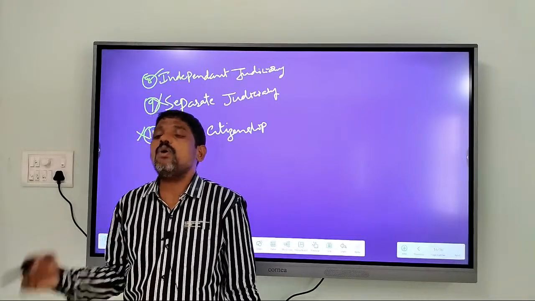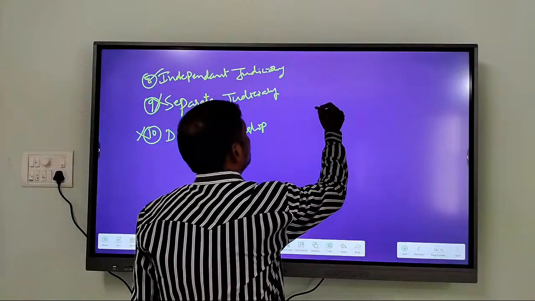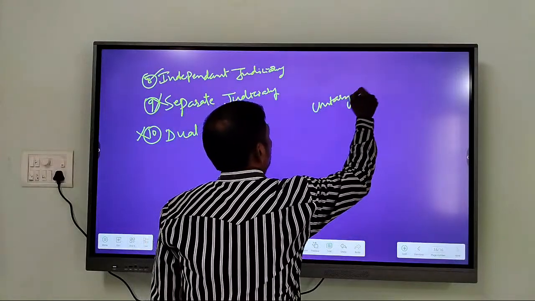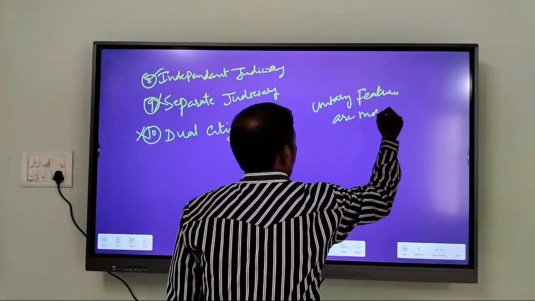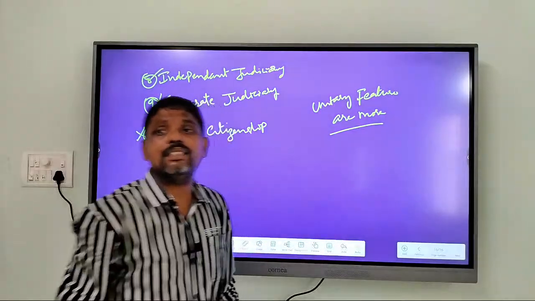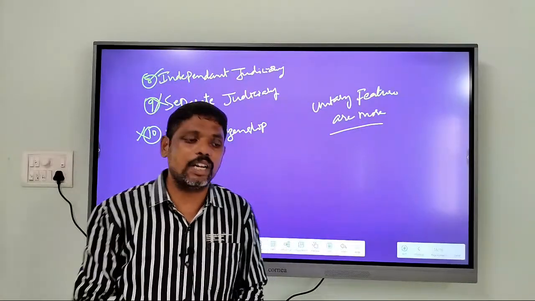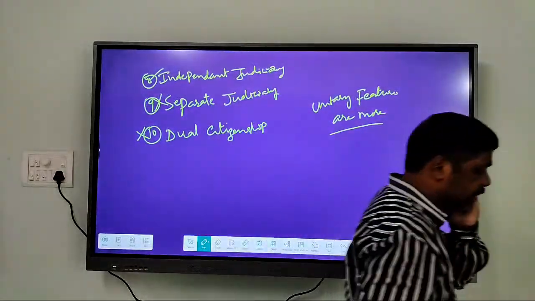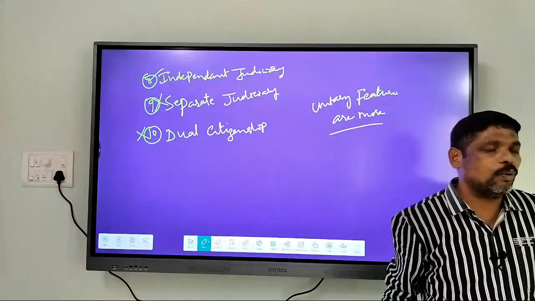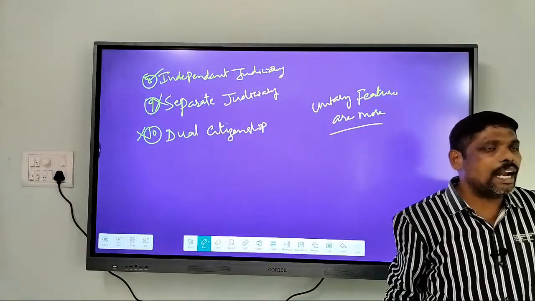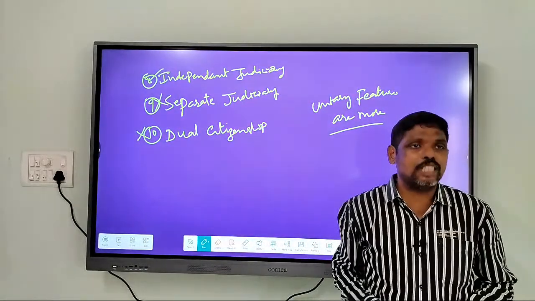So more than federal features, it is the unitary features which are more in India. That is the reason why India is called more unitary and less federal. It is quasi-federal. K.C. Wheare has described the Indian Federation as a quasi-federal system. He used this word and commented that the Indian Federation is more unitary and less federal.